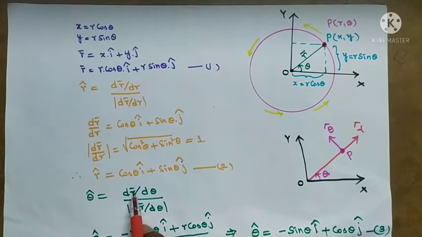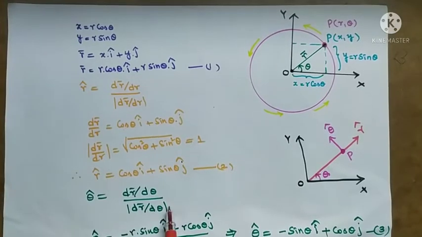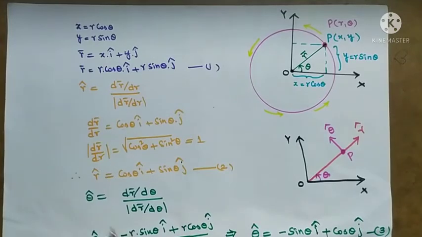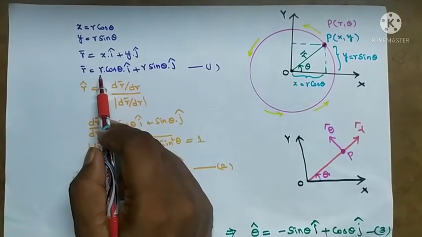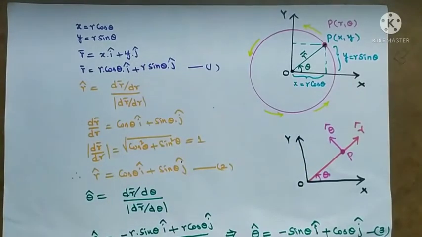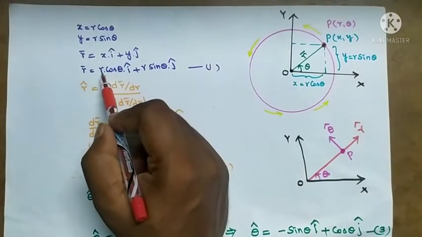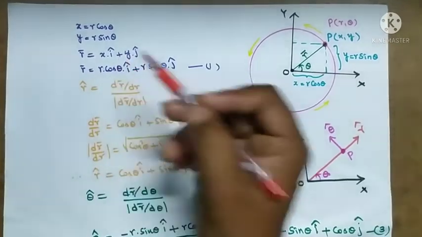So dr bar by d theta is nothing but the differentiation of that position vector with respect to theta, divided by the magnitude of this differentiation of the vector with respect to d theta. And the differentiation of that position vector with respect to theta can be written in this form, because if you take the differentiation of this with respect to theta, first you put r as constant, then you take the differentiation of cos theta, which equals minus sin theta, then i cap. And second, if you take the differentiation of r with respect to theta, that is 0, cos theta into 0. So no need to write that one.